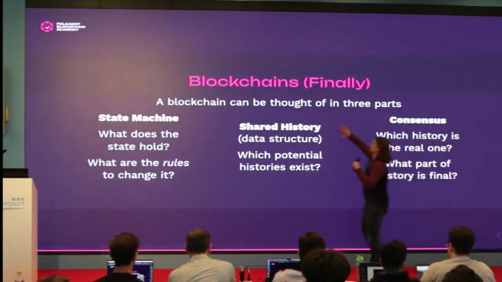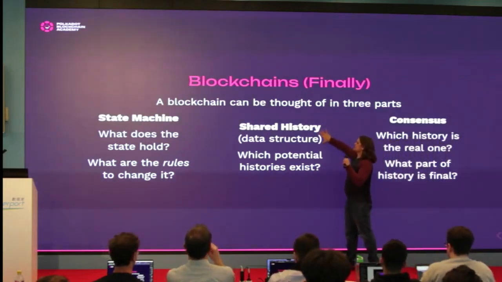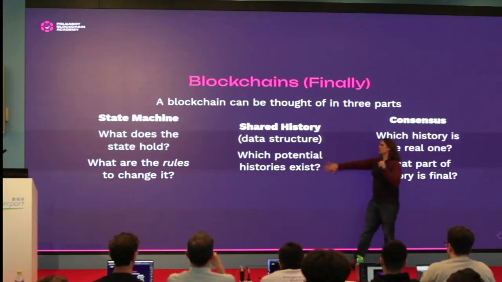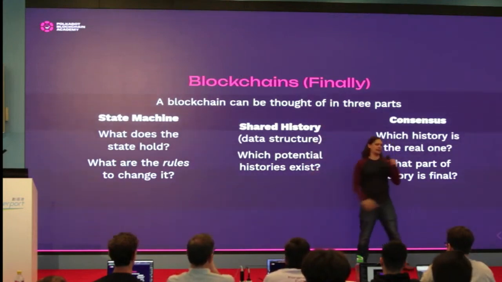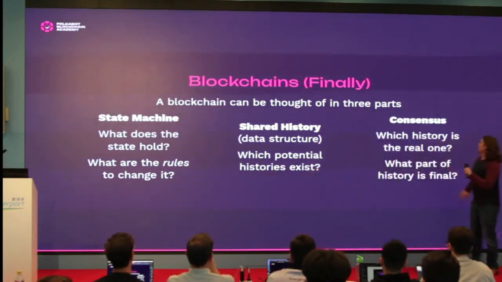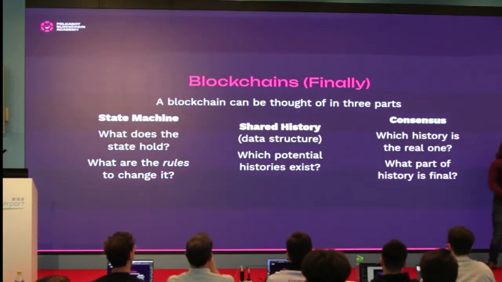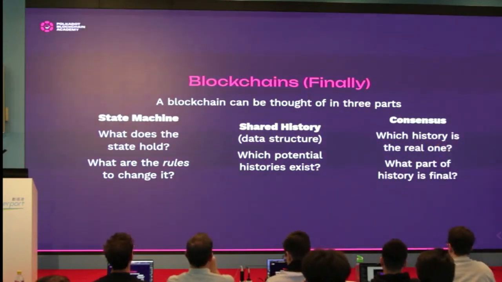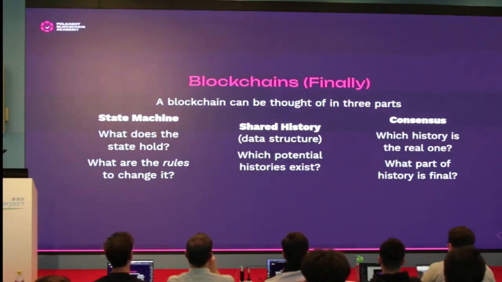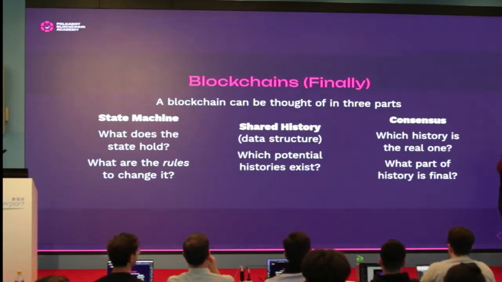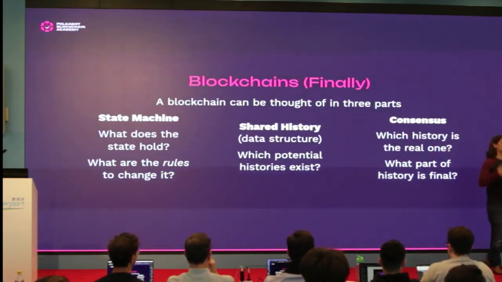The second part is the shared history, okay? This is what the blockchain data structure does. This is what we're going to talk about after lunch. That's sort of the main thing in the module. And then the last thing is consensus. Once we have a history of a system, somehow we need to decide which one is the real one. Which of the many possible histories is the one that we all agree on?